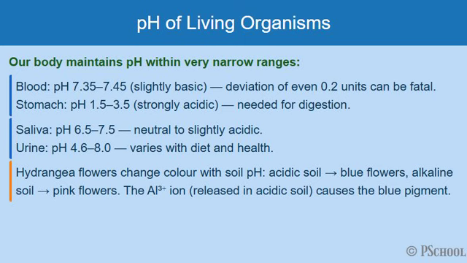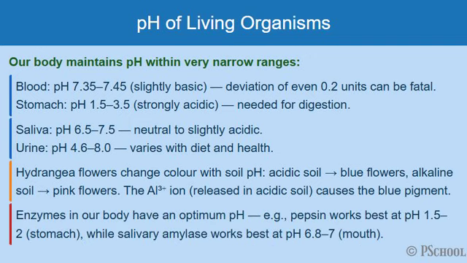Hydrangea flowers change color with soil pH. Acidic soil gives blue flowers, alkaline soil gives pink flowers. The aluminium ion released in acidic soil causes the blue pigment.